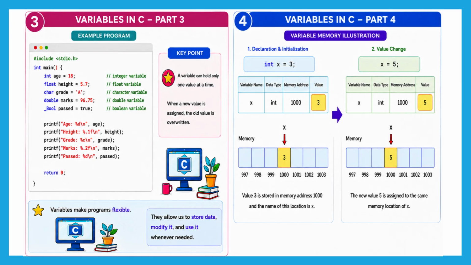Let's discuss part 3, variable memory illustration, declaration and initialization, as shown in the diagram. Value 3 is stored at memory address 1000, named X. When 5 is assigned to X, the new value is stored in the same location. The old value 3 is overridden by 5.